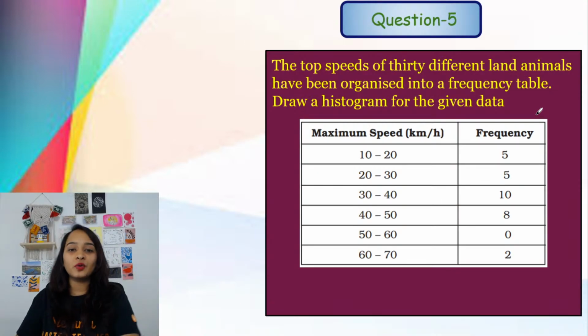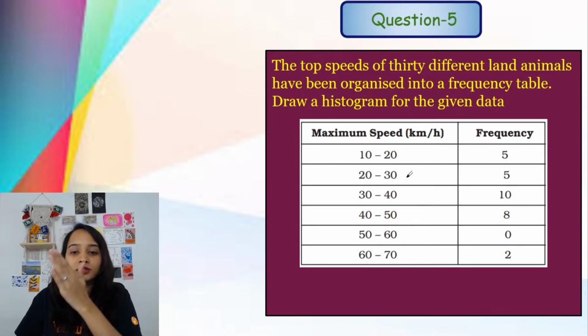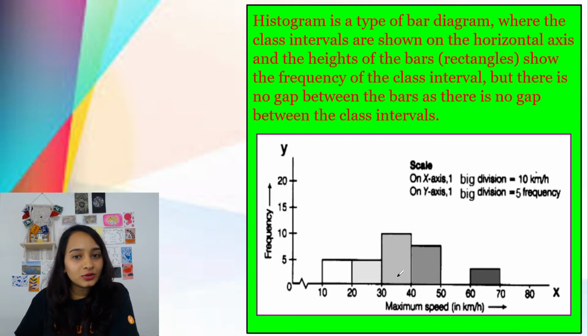Let's move on to the fifth question. The top speeds of 30 different land animals have been organized into a frequency table. Draw a histogram for the given data. So this is continuous data, 10 to 20, 20 to 30, 30 to 40, 40 to 50 and so on. So clearly we have to draw a histogram for it.